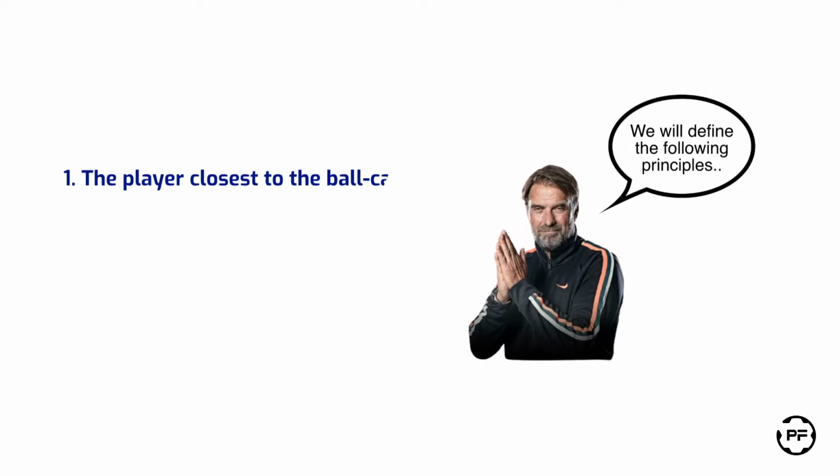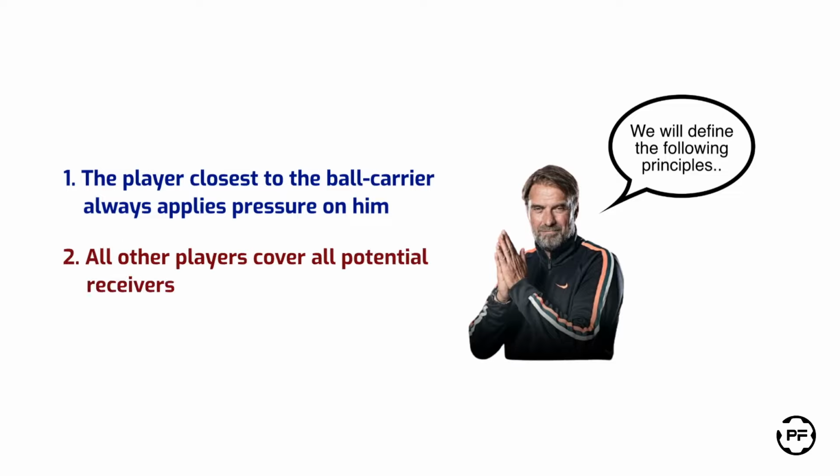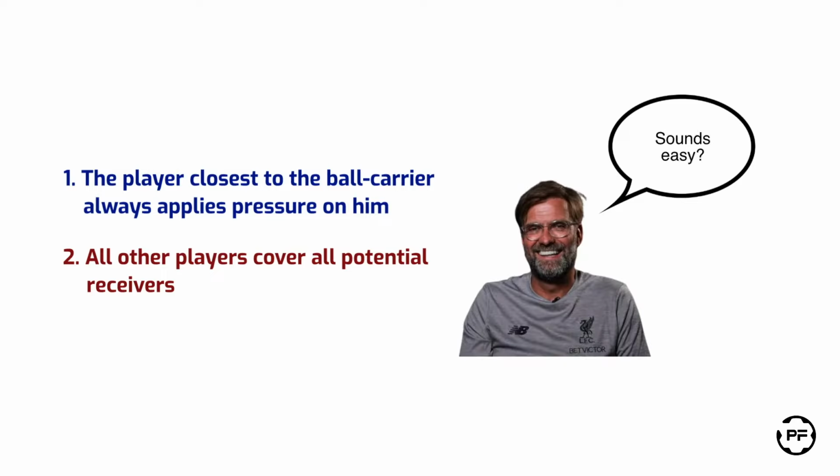The first principle is that the player closest to the ball carrier always applies pressure on him. And the second principle is that all other players cover all potential receivers. While this may sound easy, let's take a closer look at how this should work.